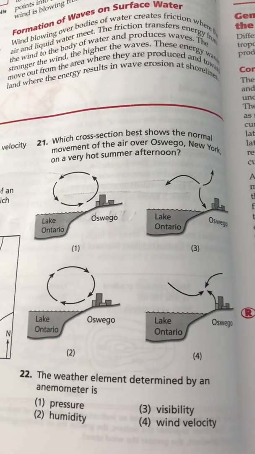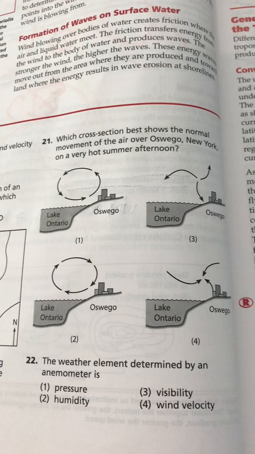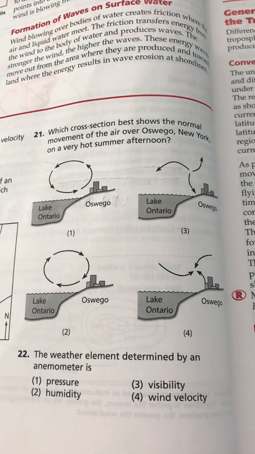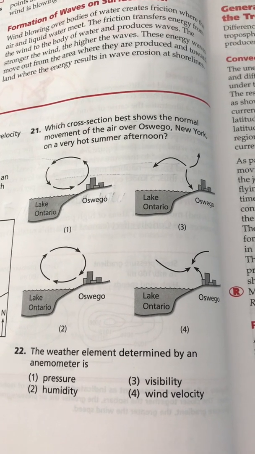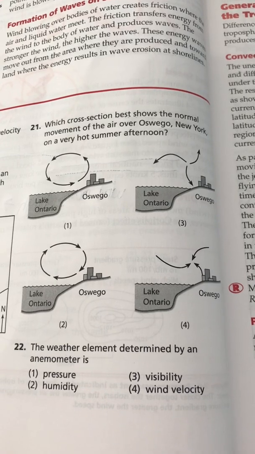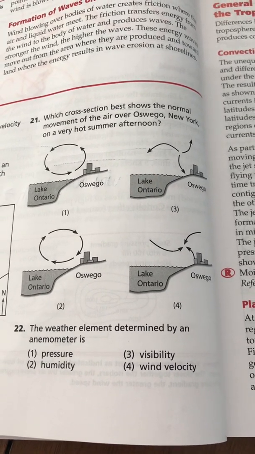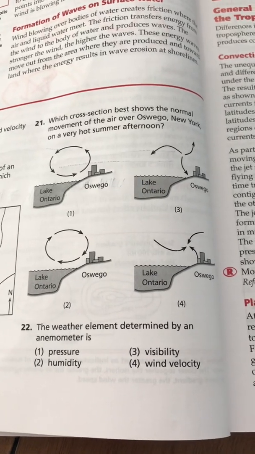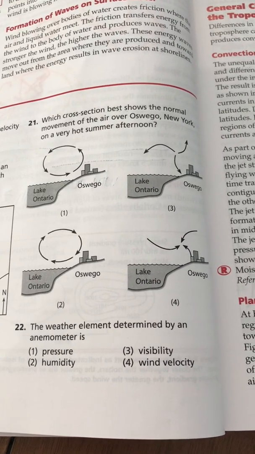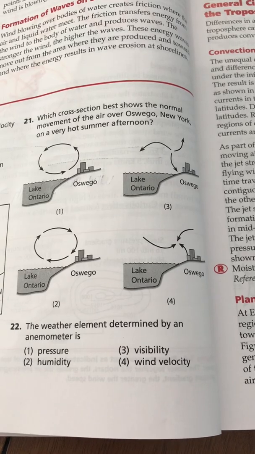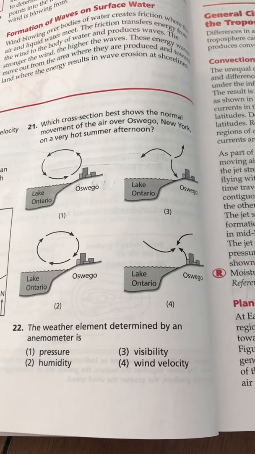Number 21. Which cross-section best shows the normal movement of air over Oswego, New York on a very hot summer afternoon? 1, 2, 3, or 4. Number 22. The weather element determined by an anemometer is pressure, humidity, visibility, or wind velocity.